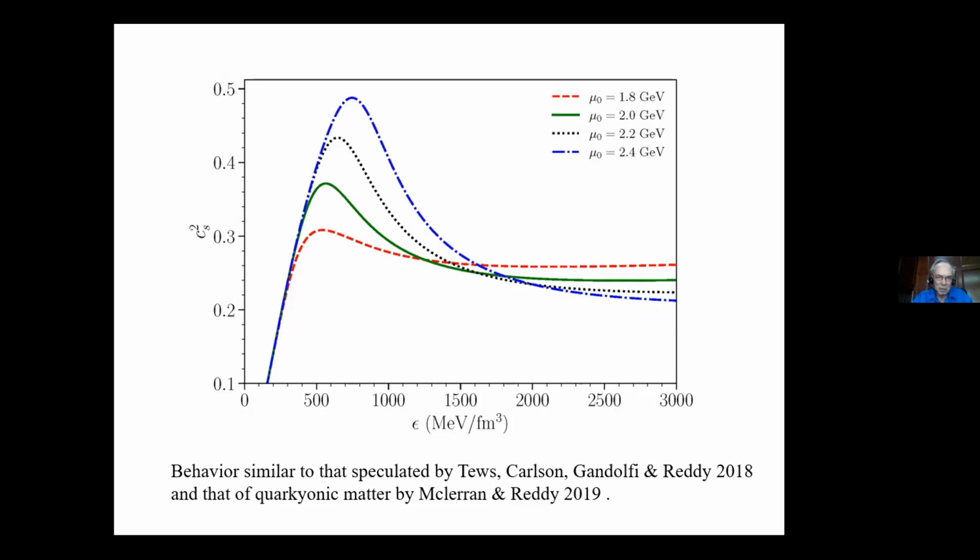It's also very similar to the calculations of quarkyonic matter by Larry and Sanjay just a year or two ago. I won't say anything more about that, only to point out that their quarkyonic matter actually has a second order phase transition, whereas this one is strictly speaking a crossover.